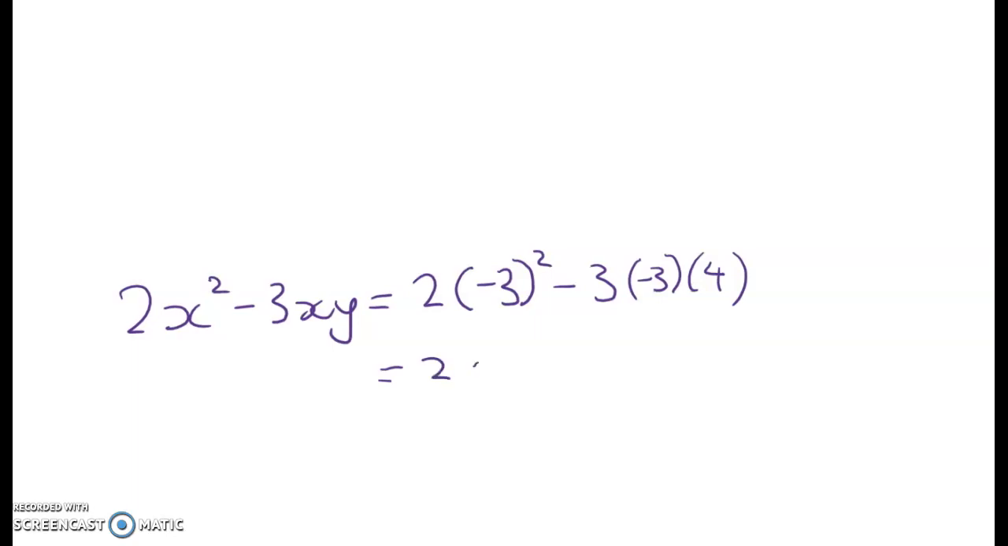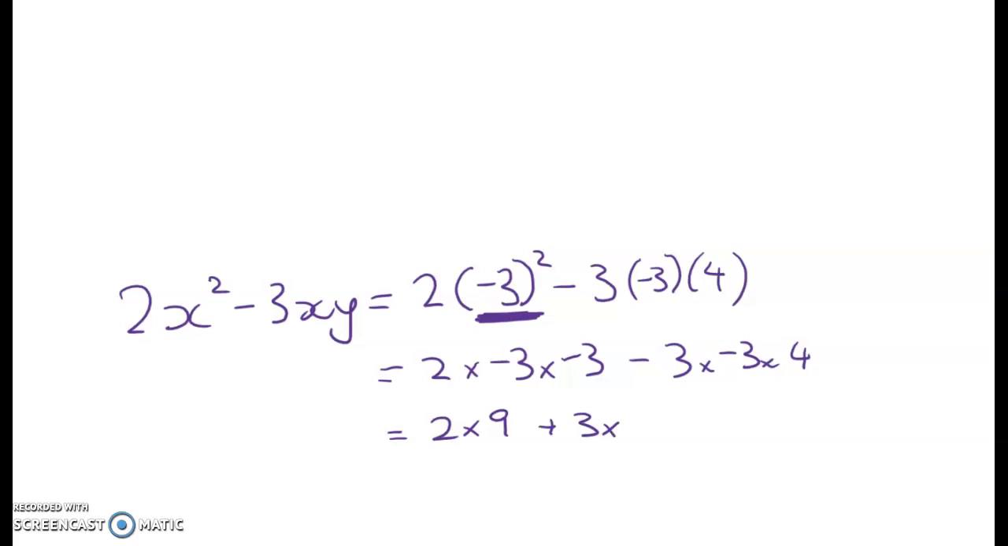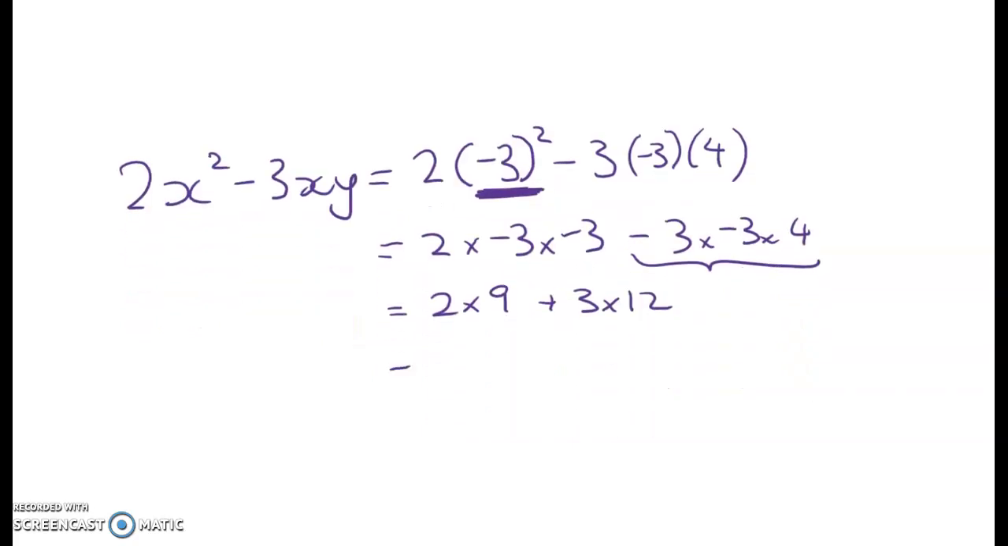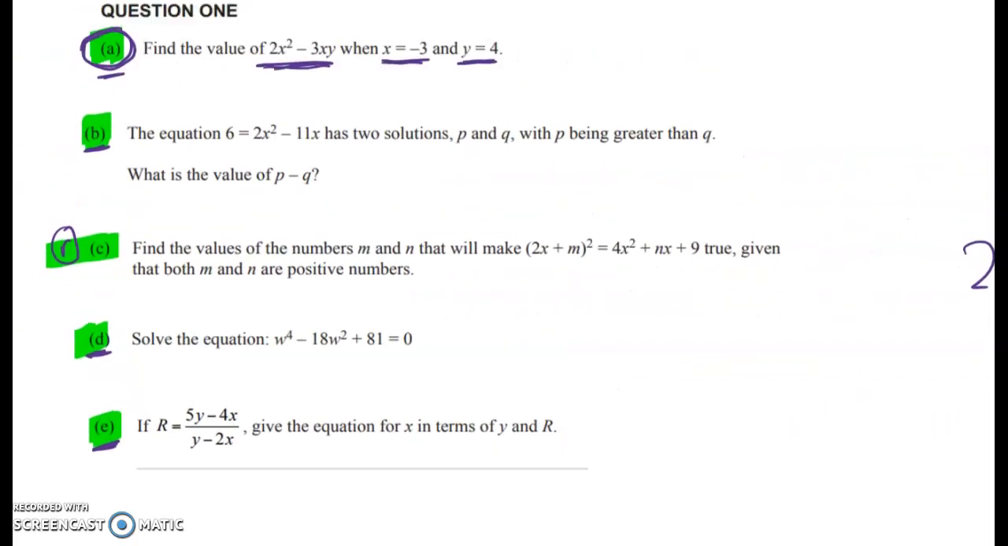And we just have to watch out for our order of operations here. What we've got here is 2 times -3 times -3 minus 3 times -3 times 4. This is the thing to watch out for, especially, is that a negative number squared is going to give us a positive number. So that's going to be 2 times 9 plus 3 times 12, right? Because over here, we've again got a negative times a negative. That gives me 18 plus 36, and that equals 54.